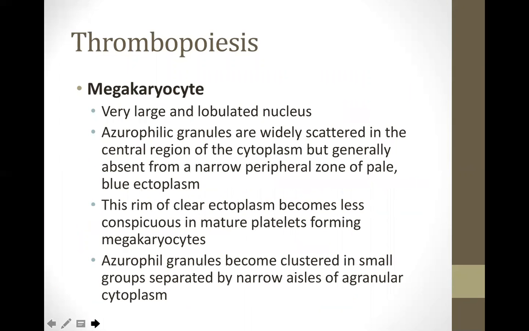In the megakaryocyte, this is the most important stage in thrombopoiesis. It has a very large and lobulated nucleus. The azurophilic granules now are scattered but generally absent from the zone of pale blue ectoplasm. The ectoplasm becomes less conspicuous but the azurophilic granules become clustered. Kaya nga kapag nag-fragmentation ng megakaryocyte, it will become platelets. Okay? Mature thrombocyte, or thrombocyte per se.